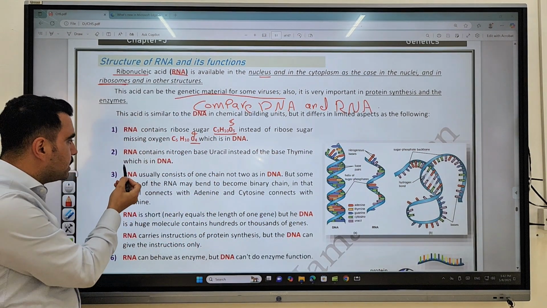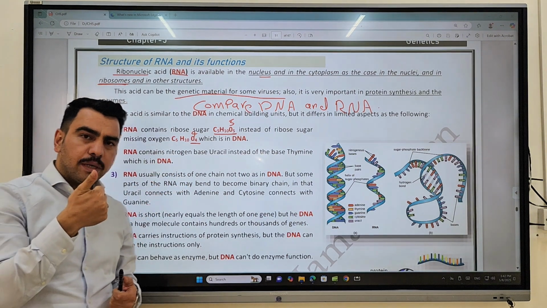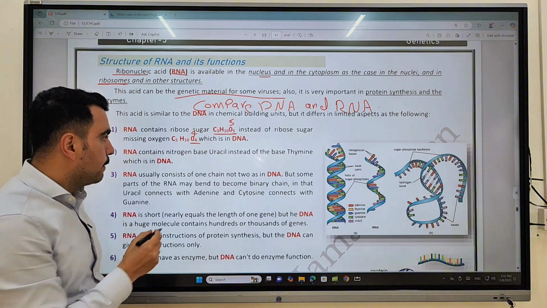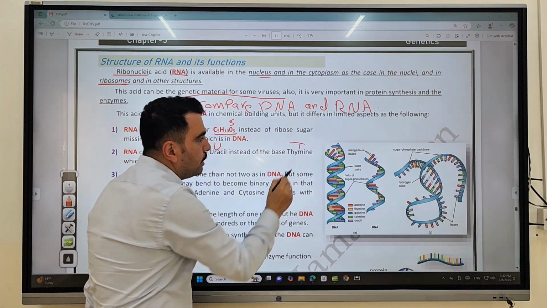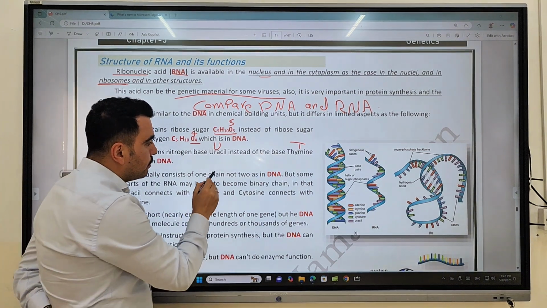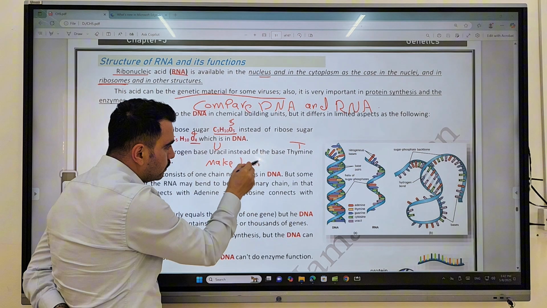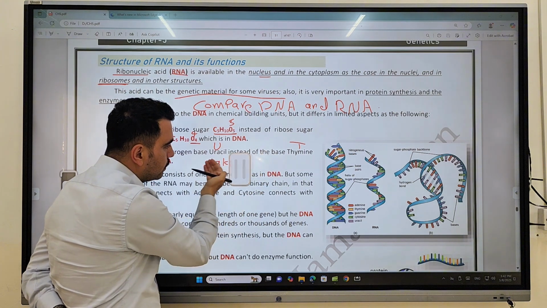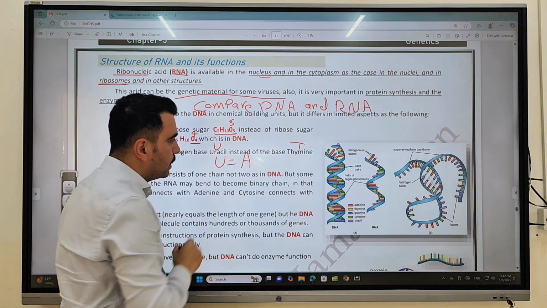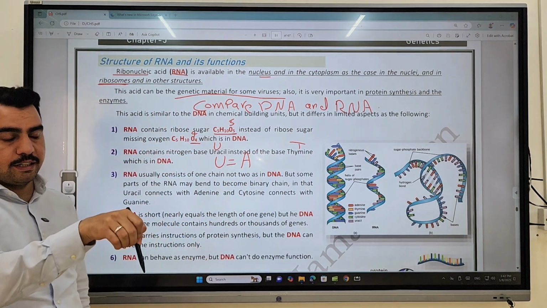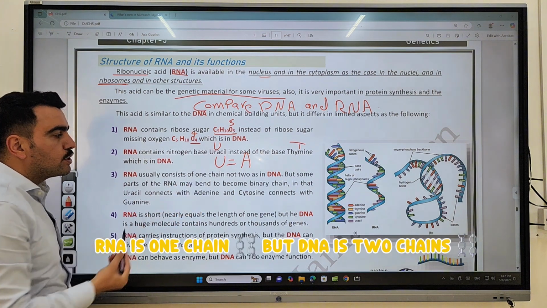The second point says RNA contains different nitrogen bases. Which nitrogen base? Uracil. We have uracil instead of thymine. Uracil makes a double bond with adenine instead of thymine, which we have in DNA. The third difference is RNA usually consists of one chain.